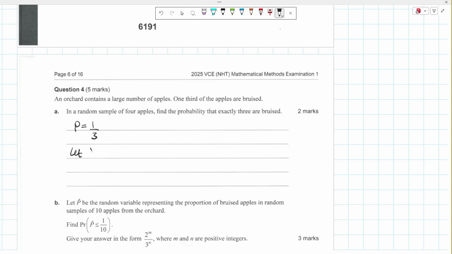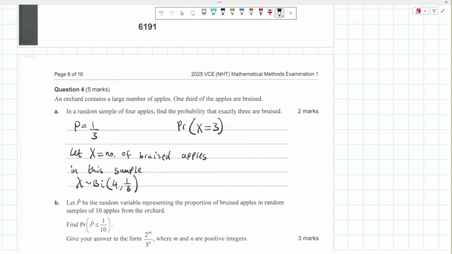Okay, I'm going to say let x equal the number of bruised apples in this sample. Right, so x is a binomially distributed variable with 4 trials, right? So n is equal to 4 because it's a sample of 4 apples, and a probability of success of 1/3. So find the probability that x is exactly equal to 3.